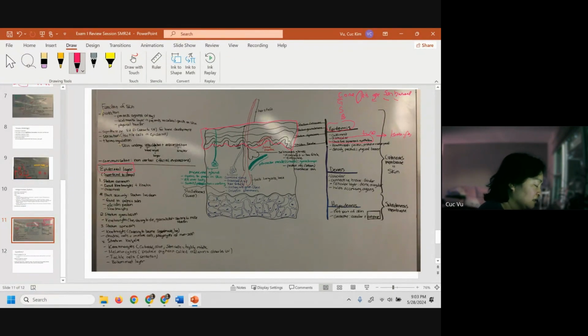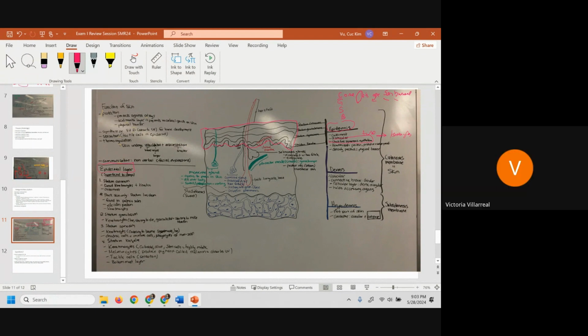Okay. So that's a really great distinction to make between the layer, the tissue type, and then the cells. Okay. All right. I have a question. Yes, please. What type of tissue is made up of the hypodermis?